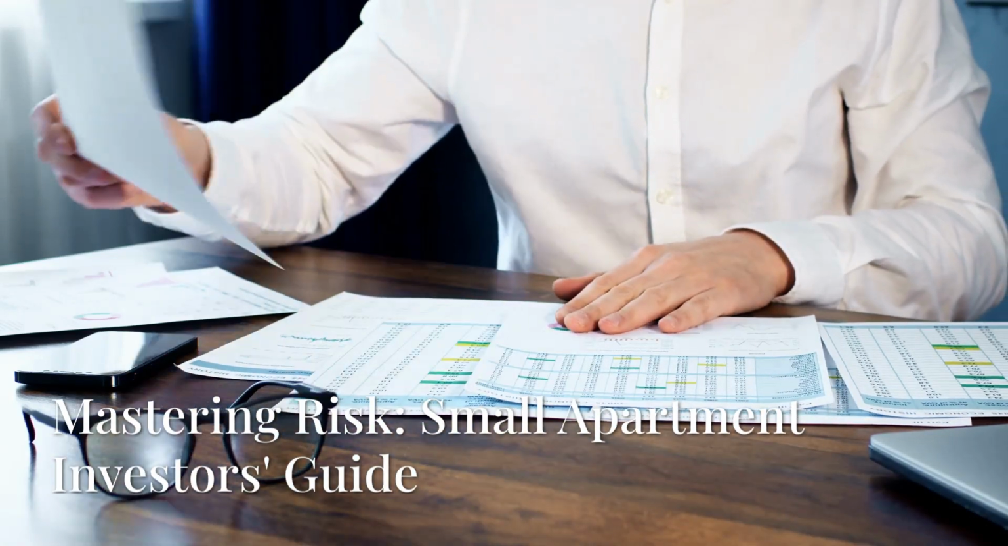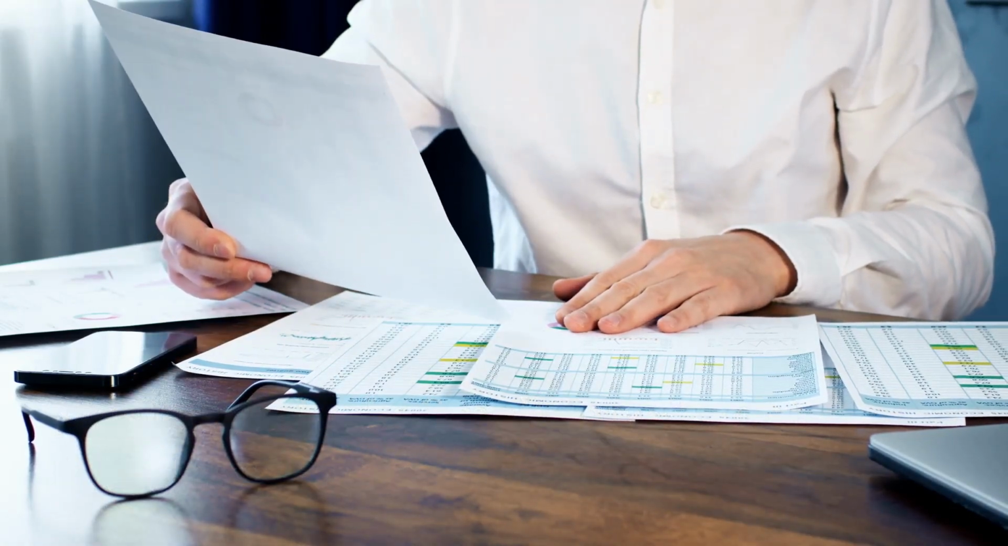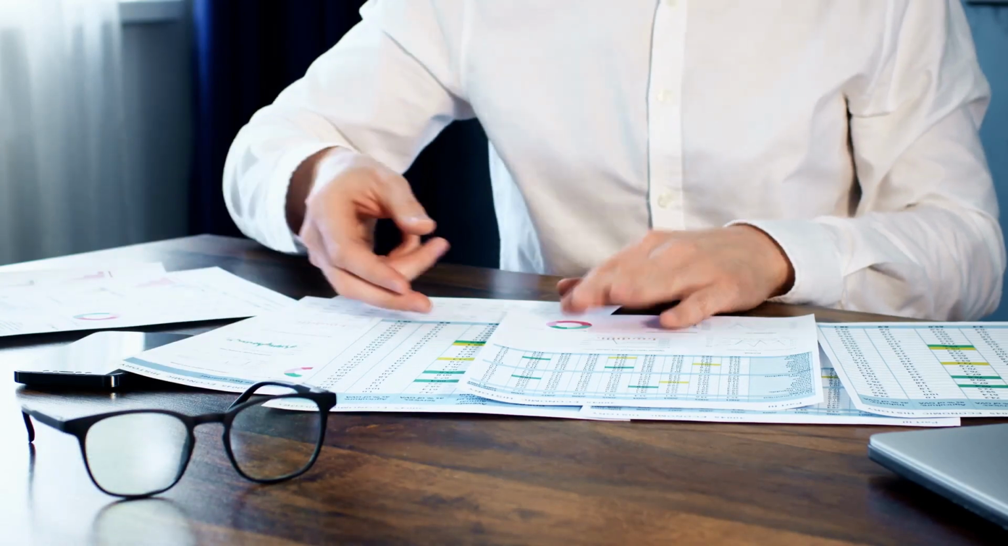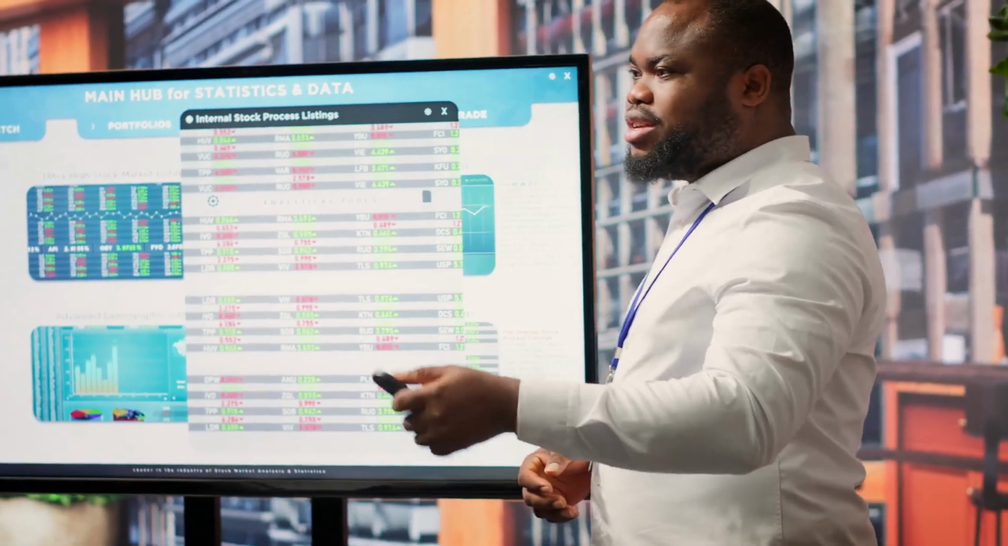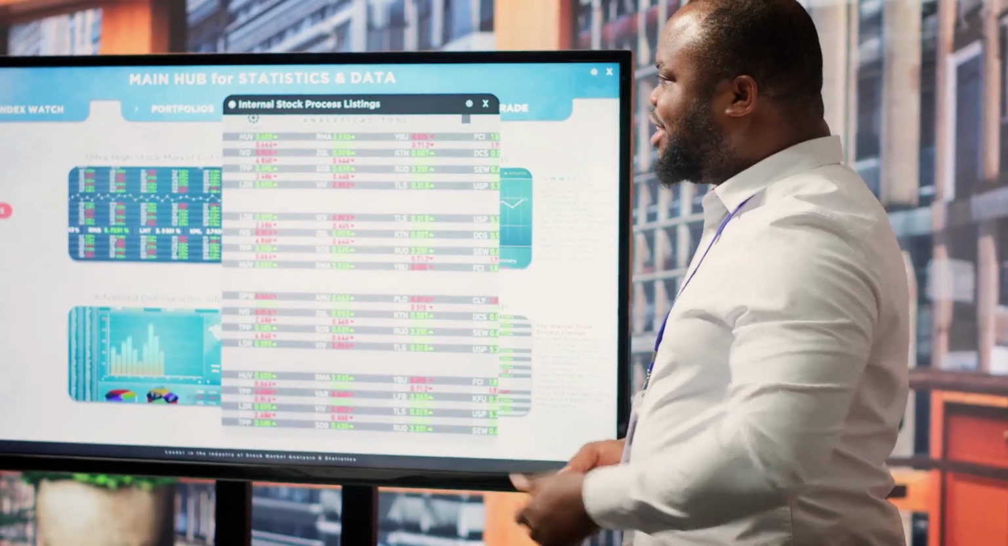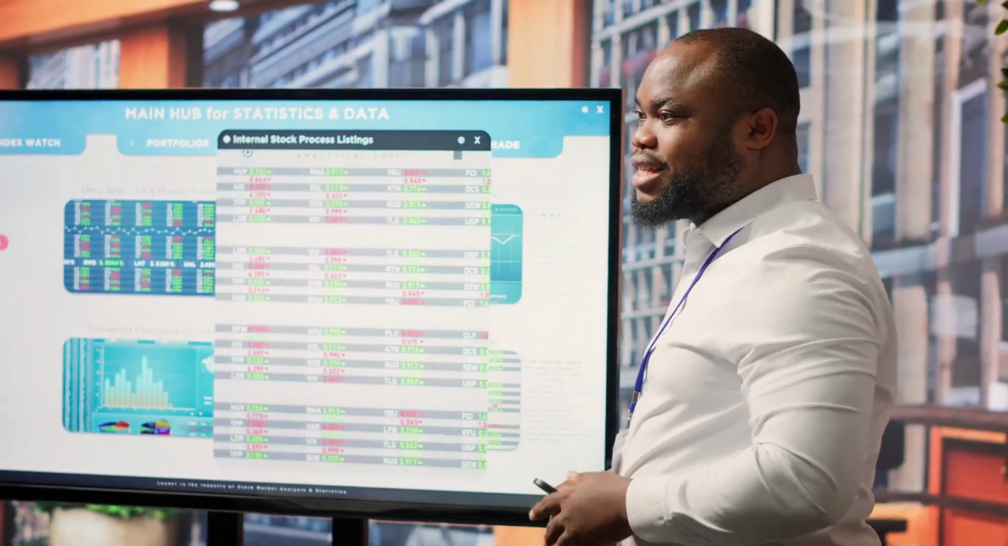Hey there, folks. If you're diving into apartment investments, listen up because safeguarding your investment is crucial. Today, I'll walk you through risk assessment and mitigation to help you protect your hard-earned money and enhance stability.